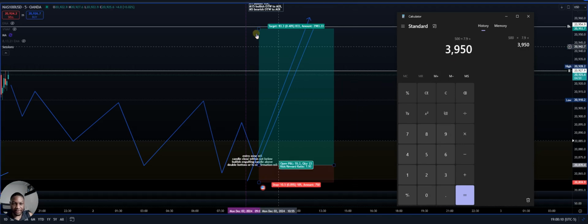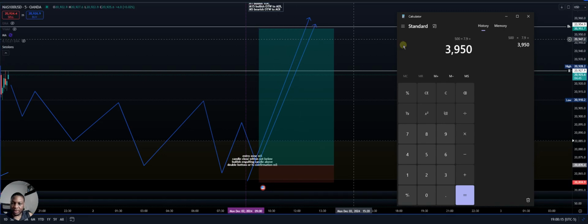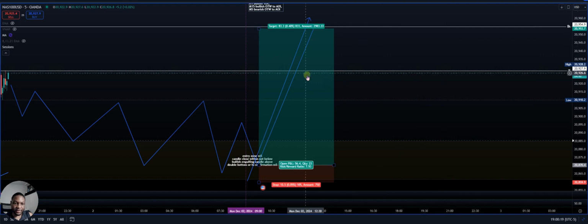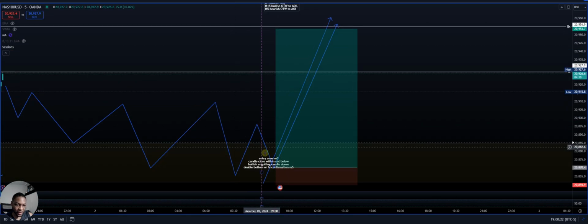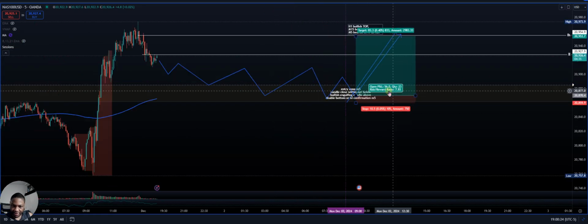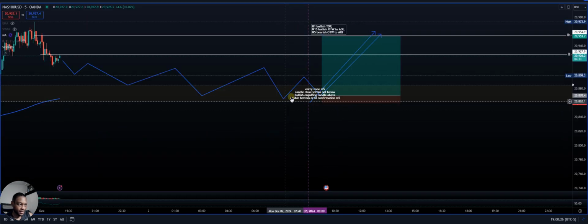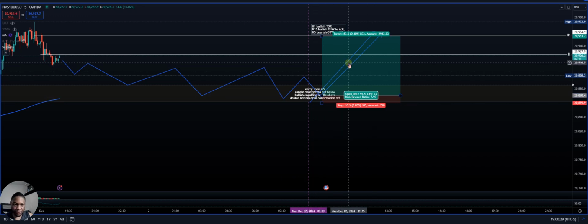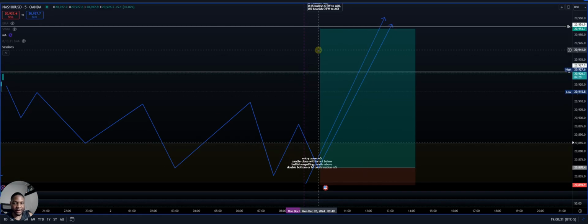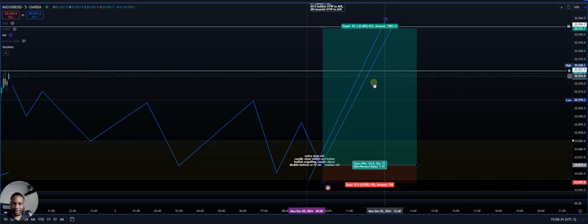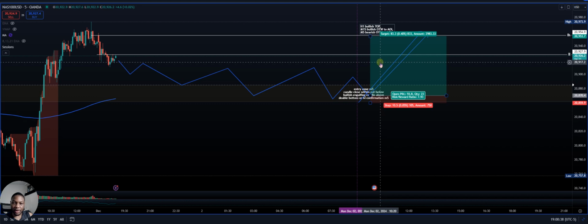So we make about $3,950. We're risking $500 to make $3,950, right? With this trade, if we lose here, that's good risk management because we only lost $500, and our potential was to make about $4,000, right? All it takes is just one trade to make back the losses multiple times.